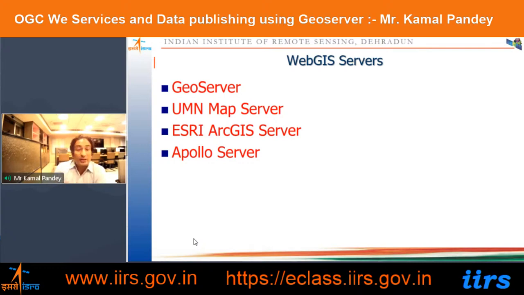So there are numerous applications. This is something called GeoServer or UMN MapServer, ArcGIS Server, Apollo server. These are some of the GIS servers which allow you to publish your data as a web service. Like the previous examples which I have given to you, they all have published their data in GeoServer. So we will take GeoServer as our case study for developing this WebGIS application.